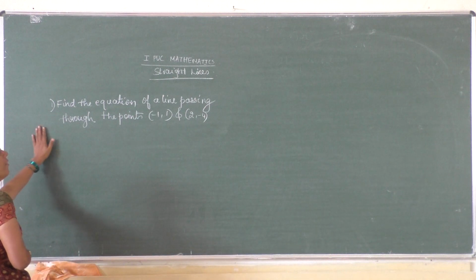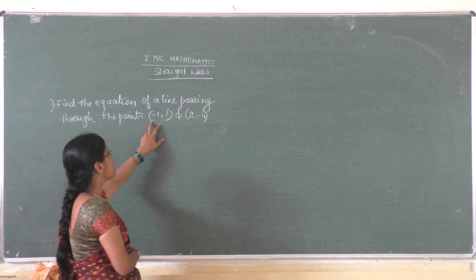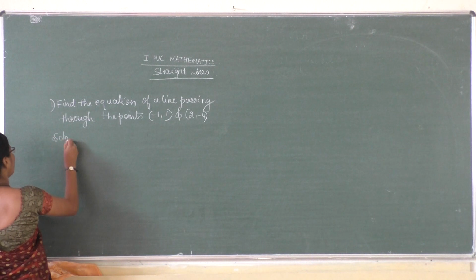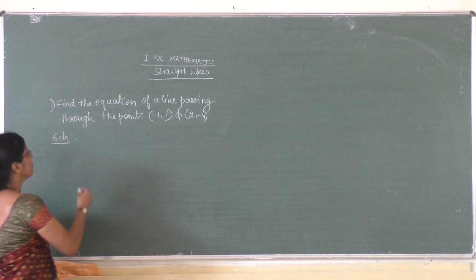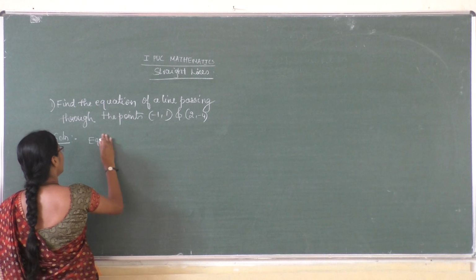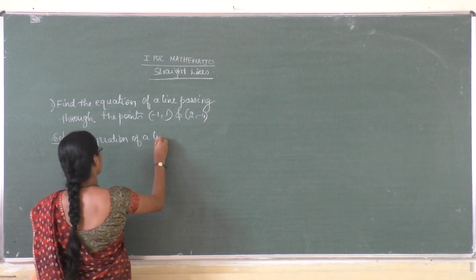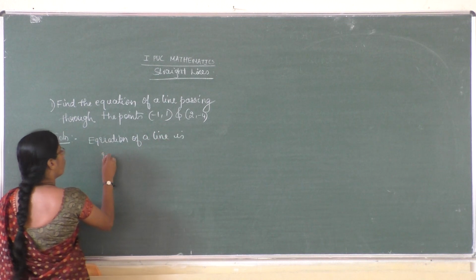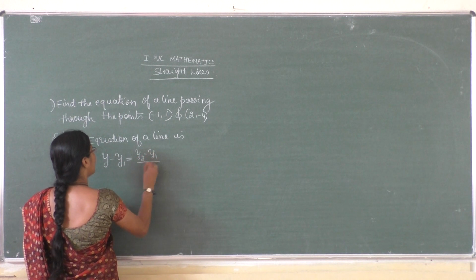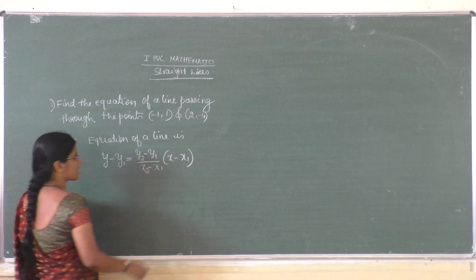Okay, so the line passes through the 2 points. What are the points? Minus 1, 1 and 2, minus 4. Okay, so how do we solve? The equation of a line is y minus y1 is equal to y2 minus y1 divided by x2 minus x1 into x minus x1.